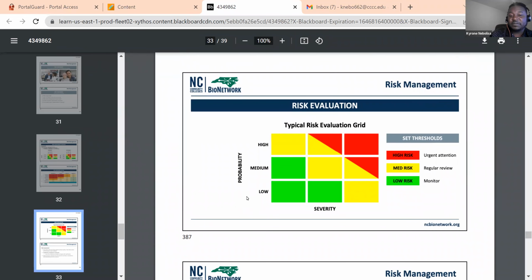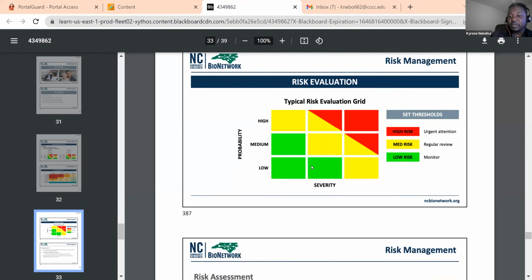Again, here is another risk evaluation tool. There are plenty of them. I'm not going to go into detail, but this is just a high-level overview. You can go through your slides and see which one you like or feel more comfortable with.